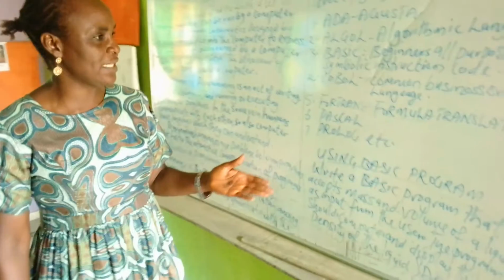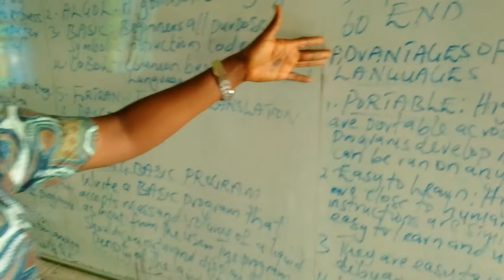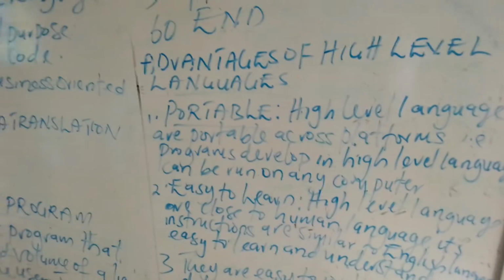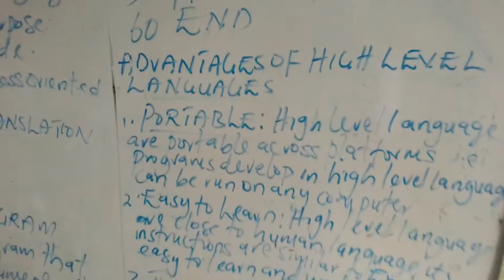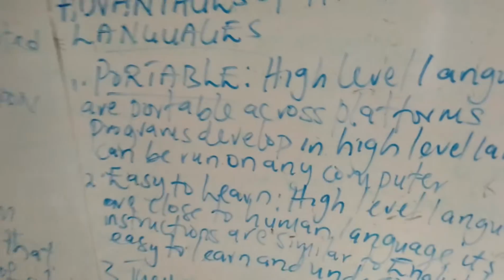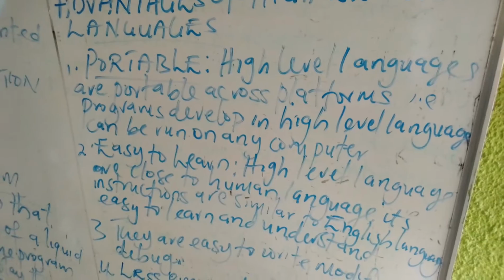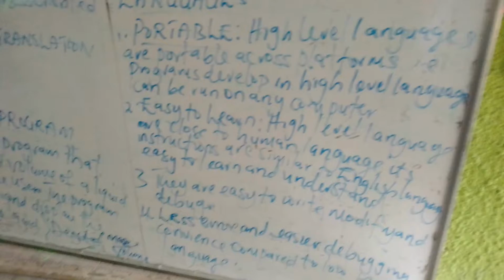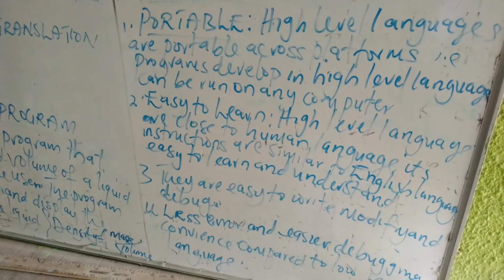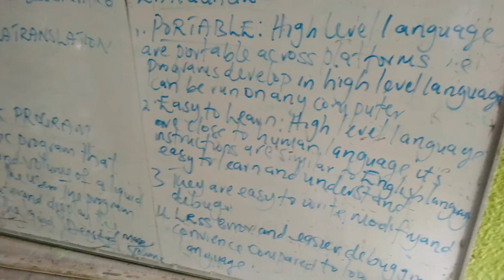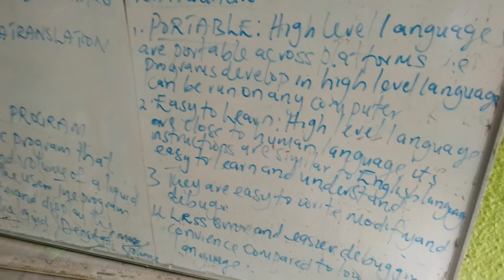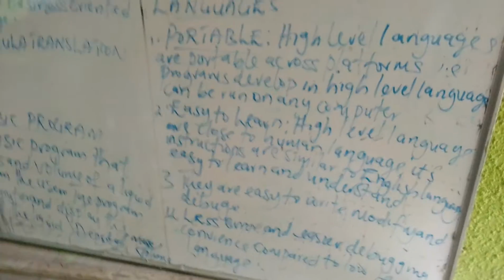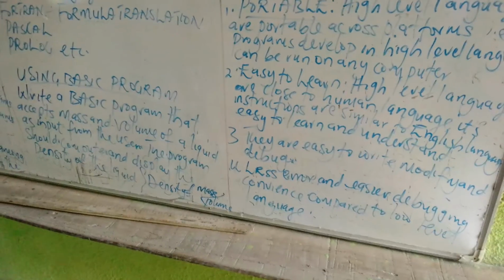The next you have there is the advantages of high-level language. The first one you will have is portable. High-level languages are portable across platforms. What do I mean by they are portable across platforms? High-level languages are developed to run on any type of computer, such that programs can be transferred from one computer to another. That is why we say that they are what?